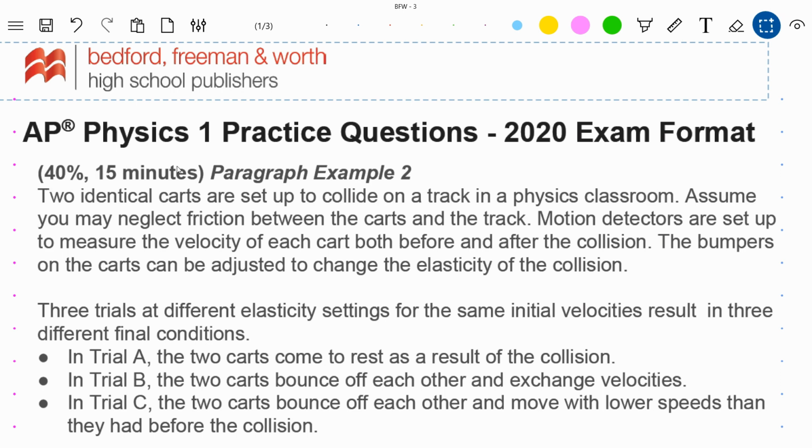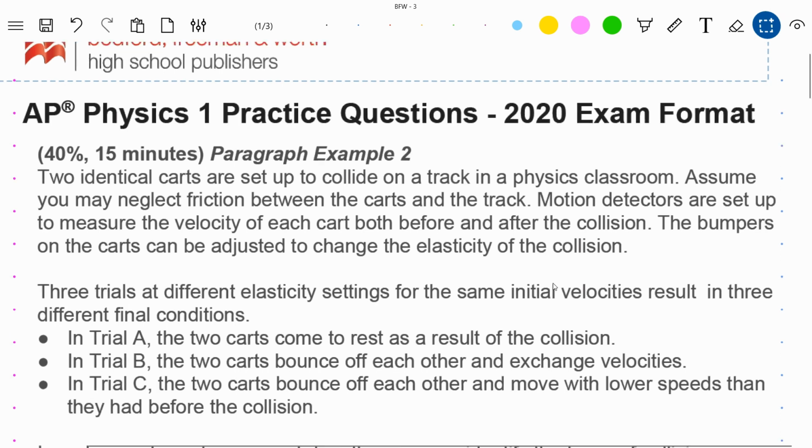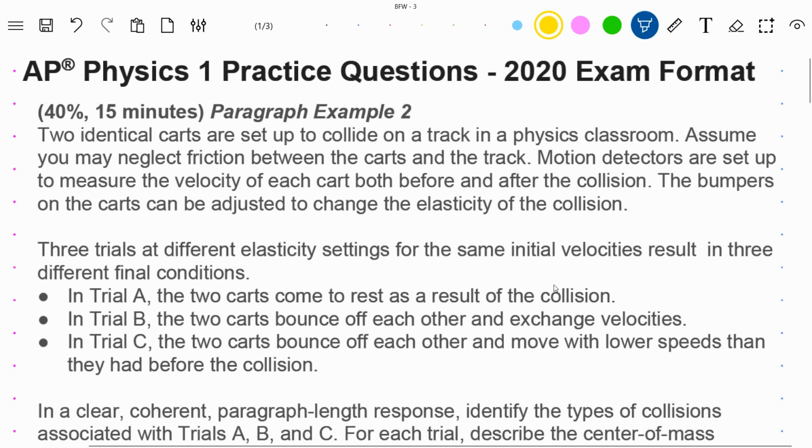So we're told that this is a question that should take us about 15 minutes, and as you can see, it is the second paragraph example from this set of 5 questions. It's actually question number 3 of the whole set, though. So we are given a scenario that includes 2 identical carts, and as soon as I see that, I'm thinking that they have the same mass, among other things. They're set to collide on a track in a physics classroom. We're told to assume that we may neglect friction, which makes things a lot nicer than if there had been friction. So there's no friction between the carts and the track.